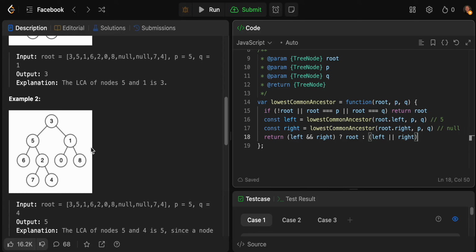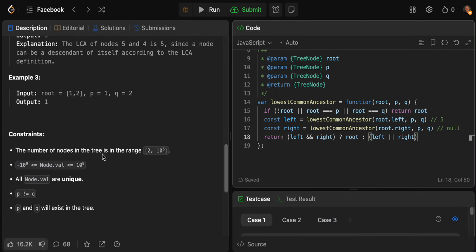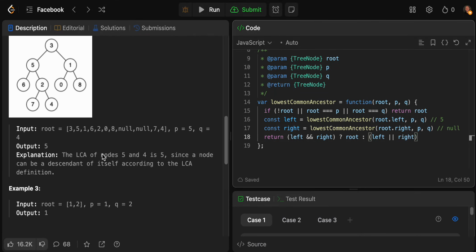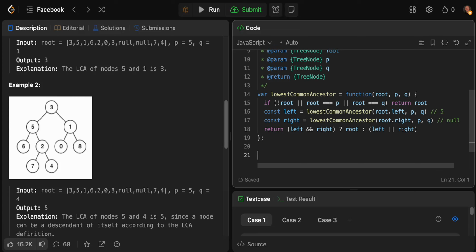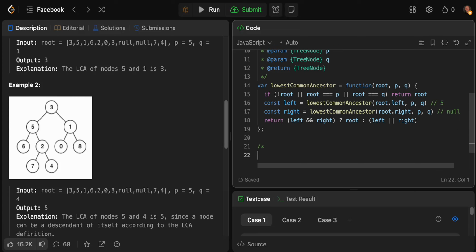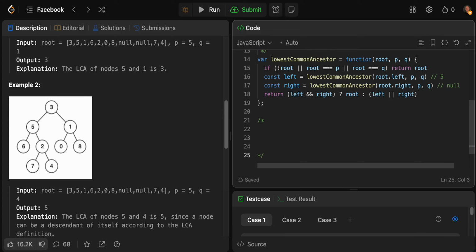So we can actually just go through, do we have an example 3? We'll go through example 2 here, just to kind of show you what's going on. I'll put it down here, and I'll try my best to explain the call stack. So first up, I'm just going to call LCA, and our root will be our 3. Our P is a 5, and our Q is a 4 node. So that is our first call stack.